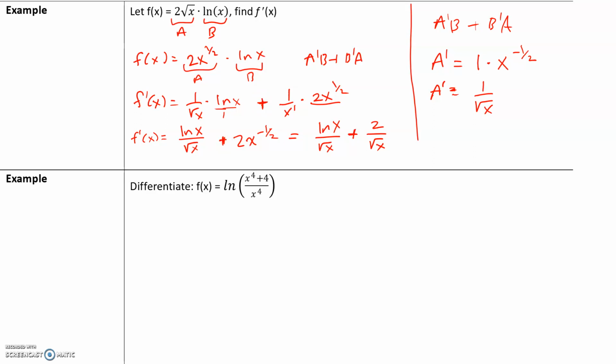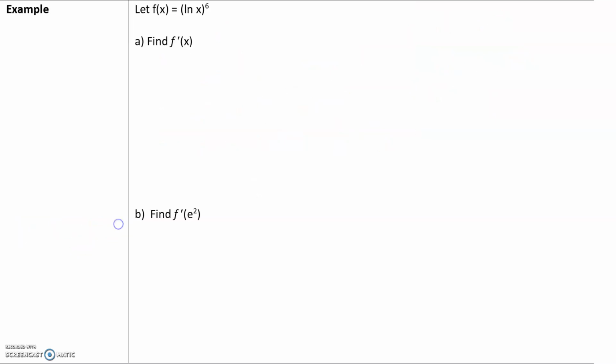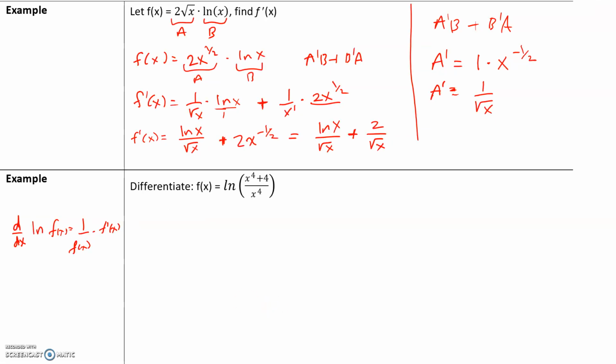Next, we got the natural log of x to the 4th plus 4 all over 4. So here's what we know. If we take the derivative of the natural log of f of x, then this equals 1 over f of x times f prime of x. Okay, that's what we know.